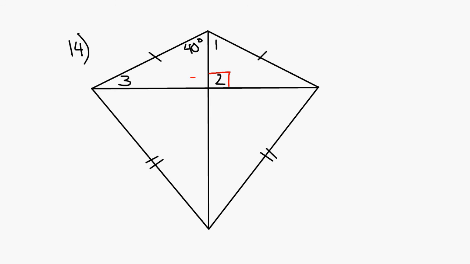If this angle is 90, this angle is 90. All right, so this triangle on the left, angle 3 would be equal to 50 degrees. These three have to sum 180. And we also said that in a kite, this pair of angles are congruent. So if angle 3 is equal to 50, then its corresponding angle on the right-hand side would be equal to 50, which makes angle 1 equal to 40 degrees. So those are your numbered angles for number 14.